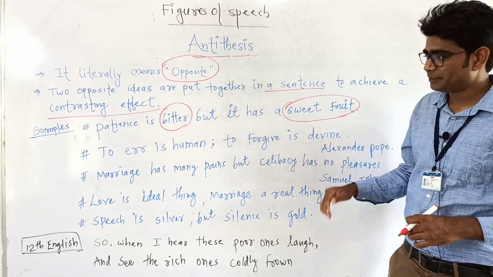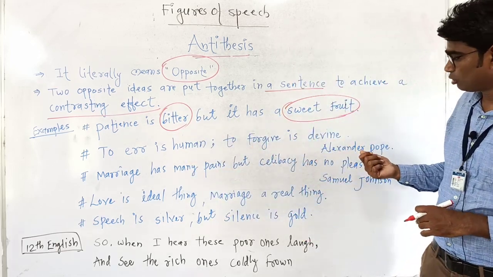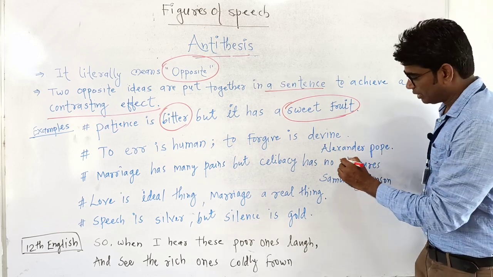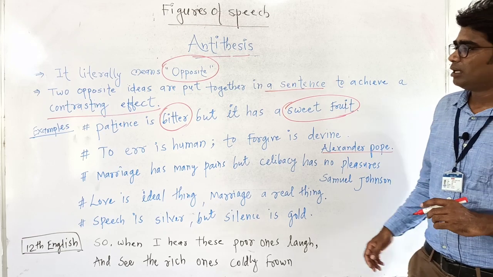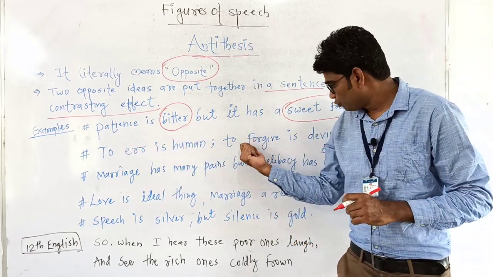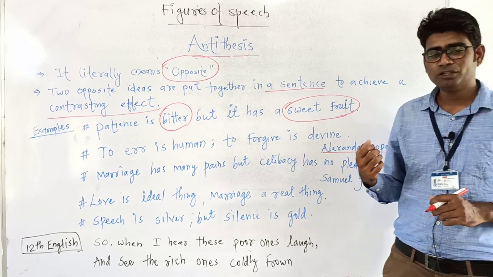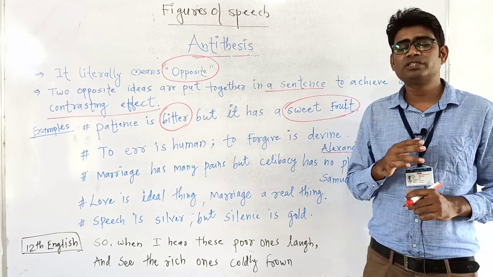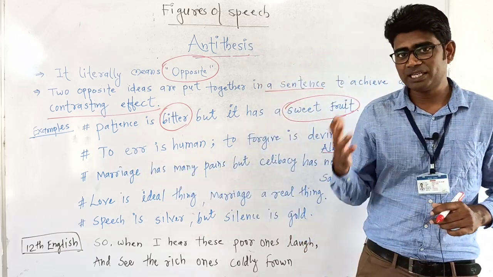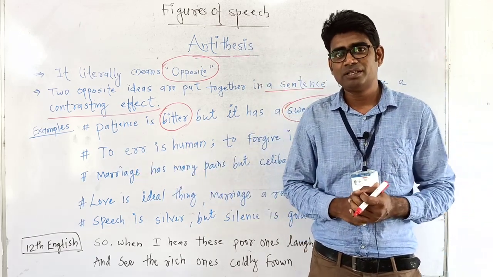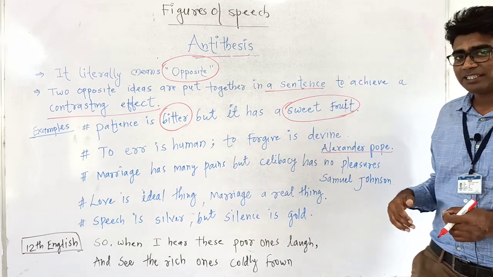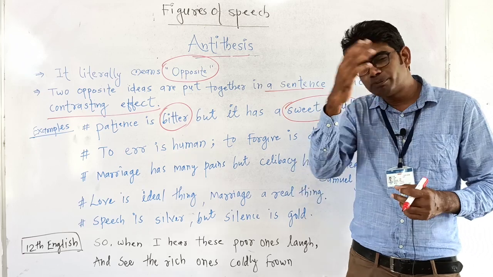See another sentence. This is also a very interesting sentence. The quote is written by Alexander Pope. To err is human, to forgive is divine. गलतियाँ तो सभी से होती है, हम इंसान हैं, हम गलती करते हैं. तो टू ईर इज ह्यूमन. गलतियाँ करना इट्स अ एक्ट ऑफ अ ह्यूमन, बट टू फॉरगिव इज डिवाइन. लेकिन उसको माफ़ करना वो उससे भी बहुत बड़ी चीज़ है.